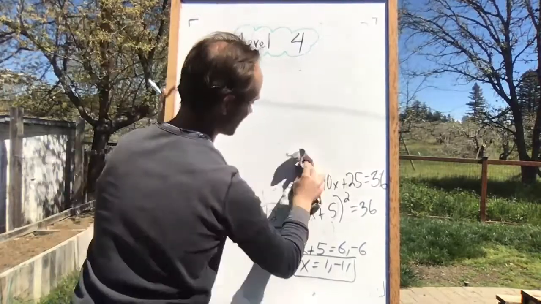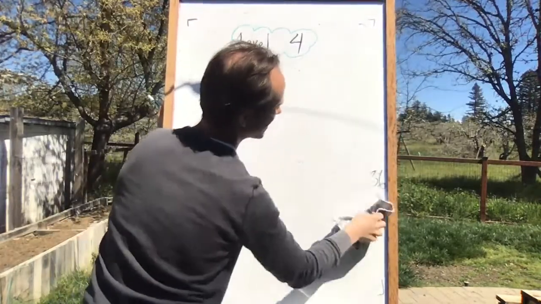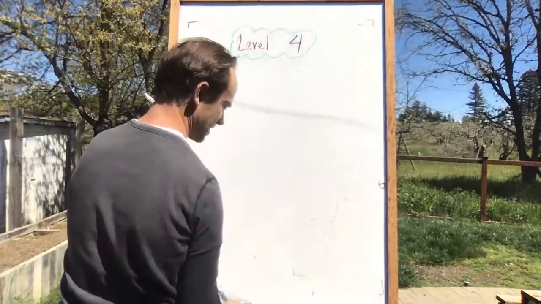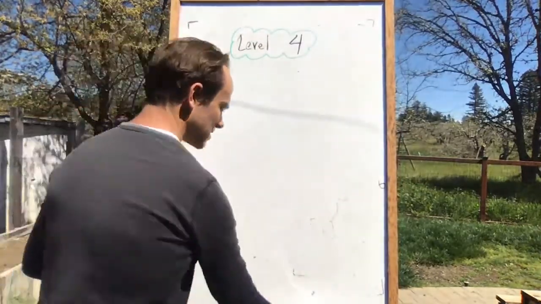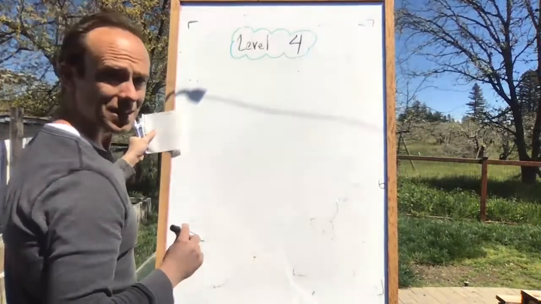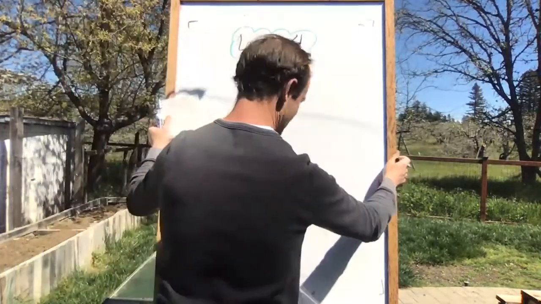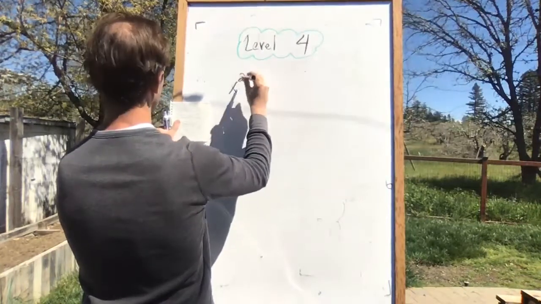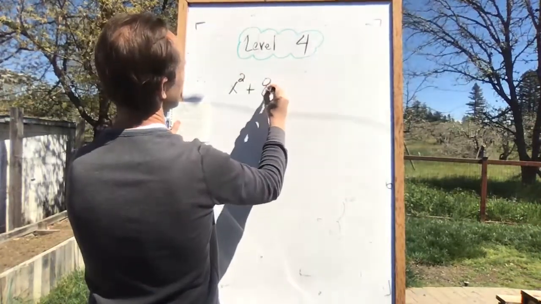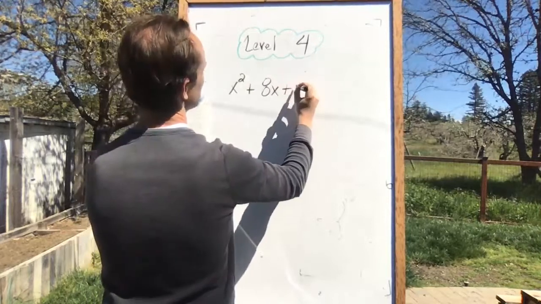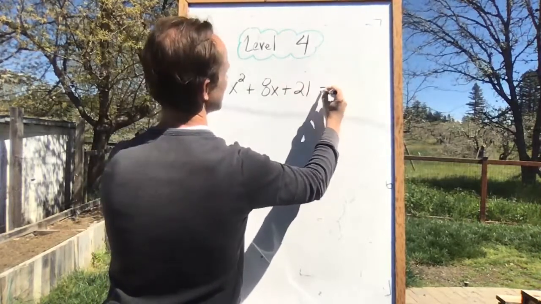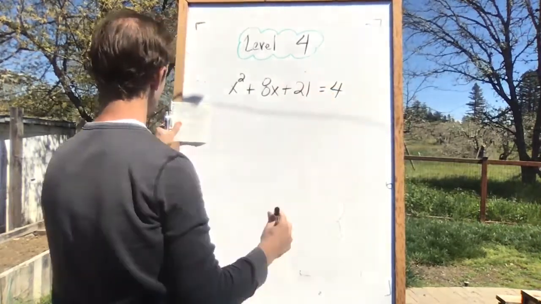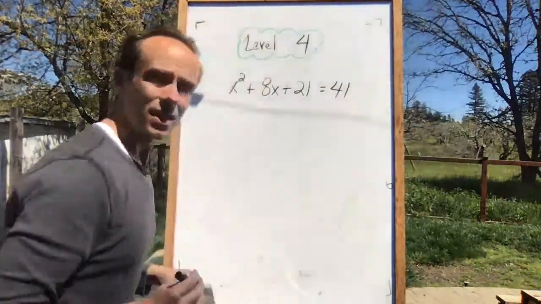All right, so let's do this thing here. Let's get that erased. All right. So I got a couple picked out that I want to try. Okay, so let's do x squared plus 8x plus 21 is equal to 41. All right, there we go.